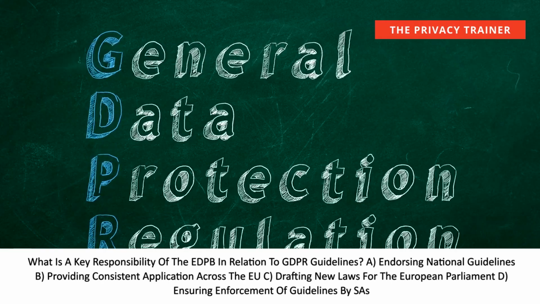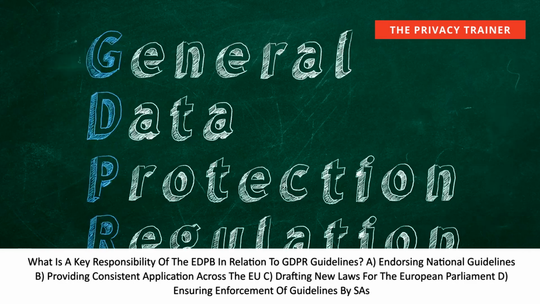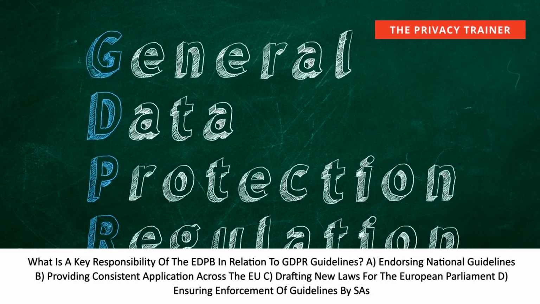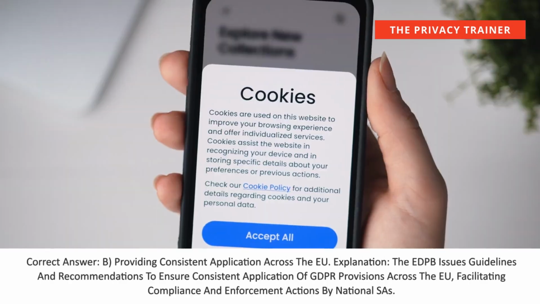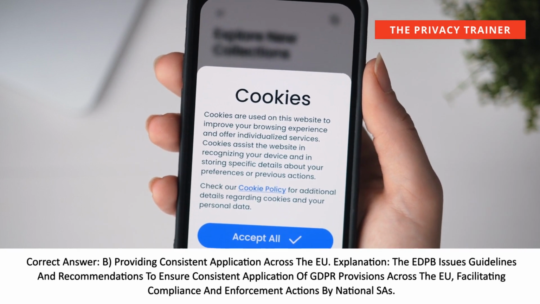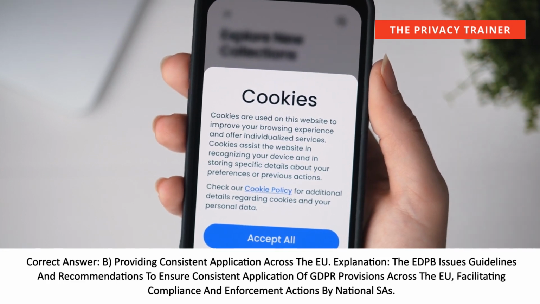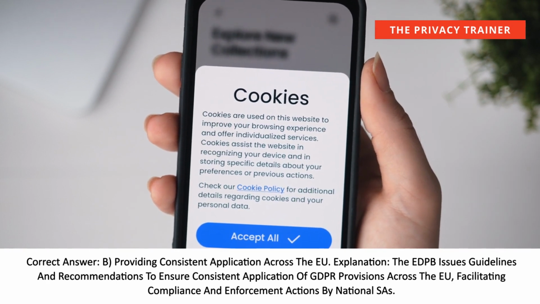What is a key responsibility of the EDPB in relation to GDPR guidelines? A. Endorsing national guidelines. B. Providing consistent application across the EU. C. Drafting new laws for the European Parliament. D. Ensuring enforcement of guidelines by SAs. Correct answer. B. Providing consistent application across the EU. Explanation. The EDPB issues guidelines and recommendations to ensure consistent application of GDPR provisions across the EU, facilitating compliance and enforcement actions by national SAs.